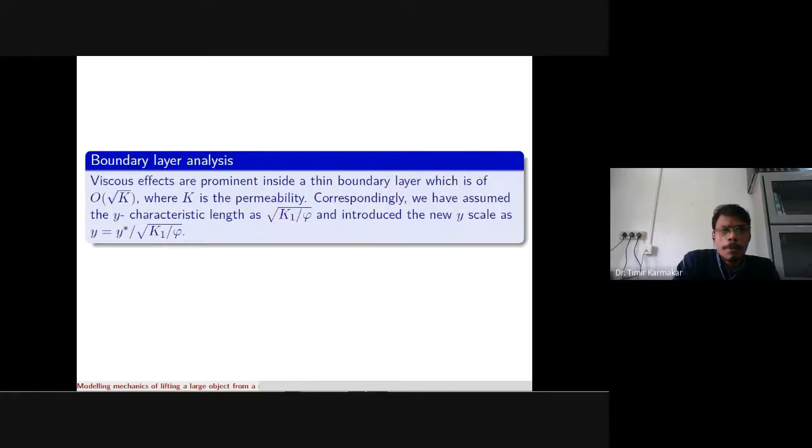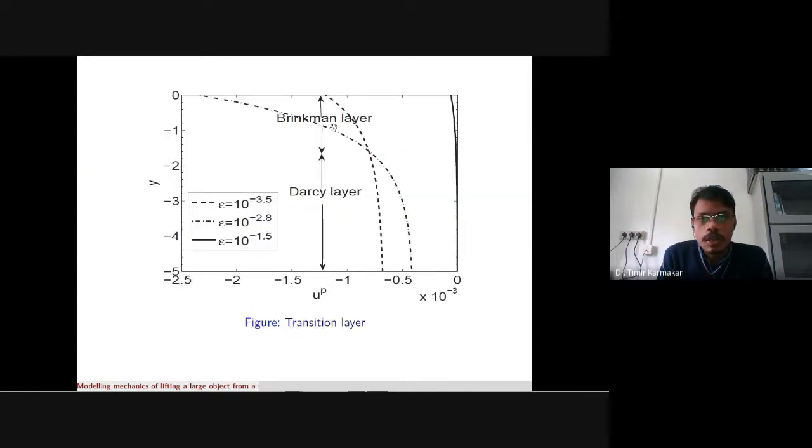Now, where are these suction forces effective? As we discussed, the suction forces are effective inside a thin layer. If we do an order of magnitude analysis, we will see that this length is nothing but the boundary layer. For a porous layer we call it the thickness of the Brinkman layer. So the Brinkman layer thickness is of the order of root k, where it is much more effective.